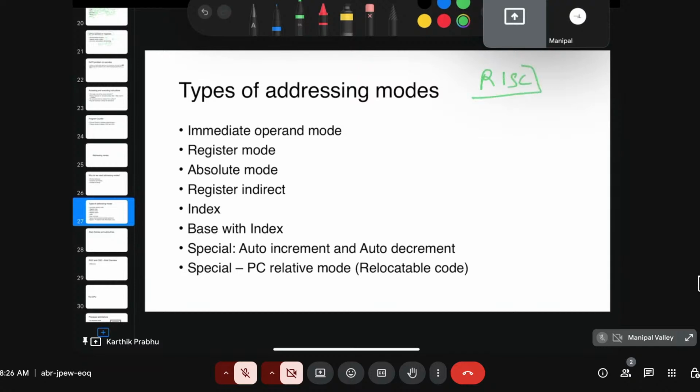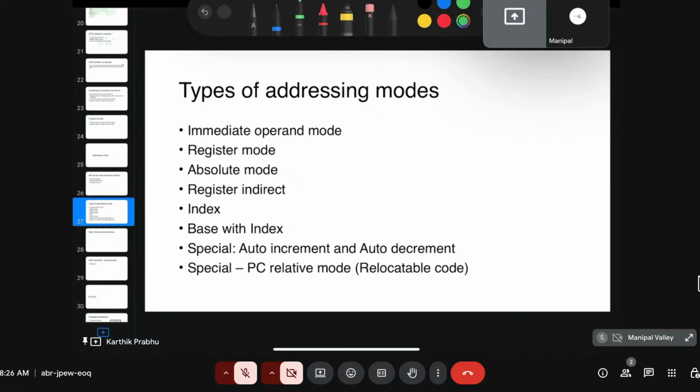We've kind of introduced what RISC means, that every instruction needs to have the same number of bytes, right? That is one feature of RISC. There are other features, but this is one major feature of RISC. So let's first discuss the simplest, which is immediate operand. Immediate operand is very simple.